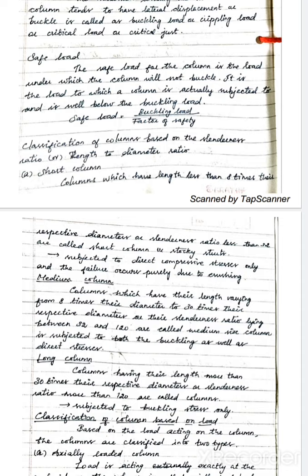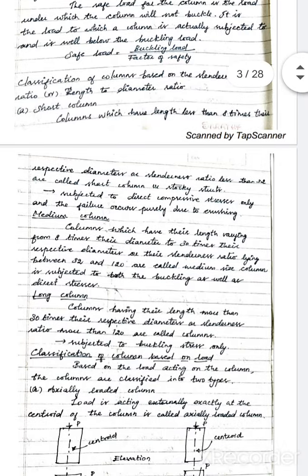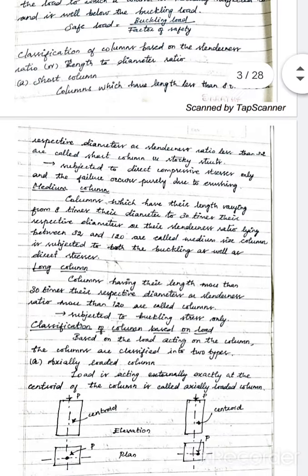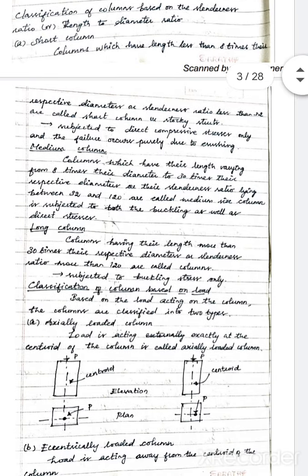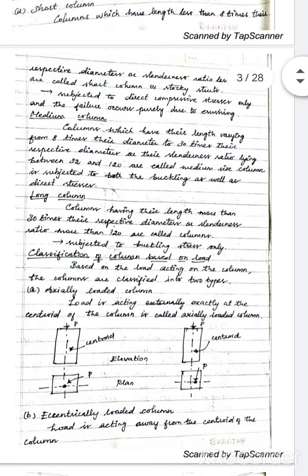Medium column, 8 times the diameter to 30 times the diameter, 8 to 30. Less than 8 is short column, 8 to 30 is mentioned as medium column. The slenderness ratio lies between 32 to 120 for medium size column, subjected to both buckling as well as direct stress. Long column, which is more than 30 times the diameter and slenderness ratio more than 120, is mentioned as long column, which is subjected to buckling stress only.